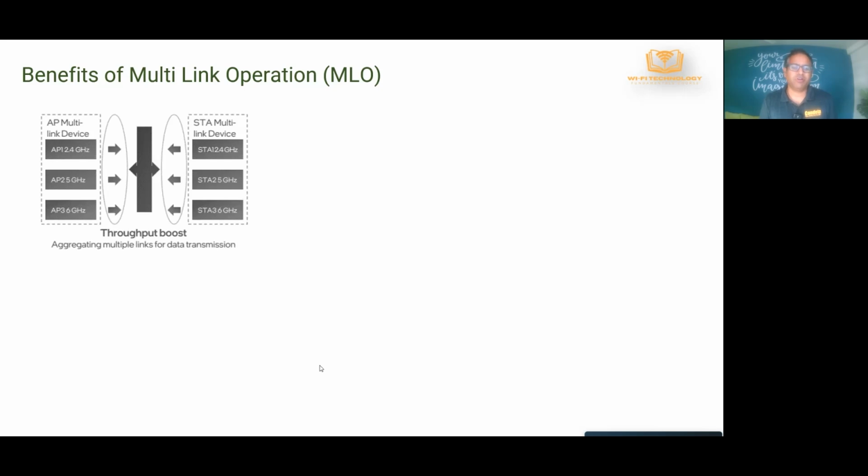Okay, before we get into that, let's just talk about a few benefits of multi-link operation. One of the obvious benefits is increasing throughput. For example, take a situation where this AP has 3 radios, and let's say this station also has 3 radios, and the links are all available. There is no other interference, no other devices. Rather than this client talking to this AP only in 2.4 or only in 5 or only on 6, what if it can simultaneously talk on all 3 bands and essentially achieve much higher aggregate throughput? So of course, you can do a throughput boost using multi-link operation.